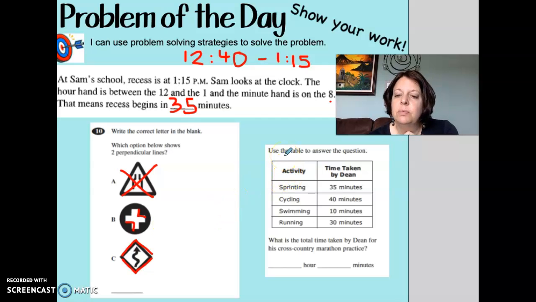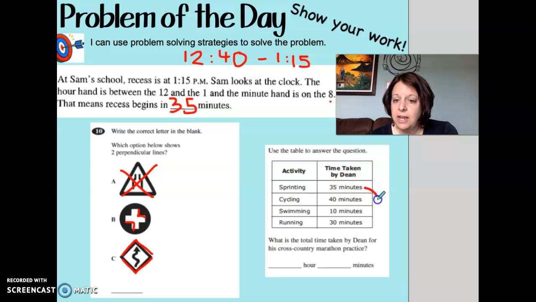All right, for the last one, we are going to answer the question, what is the total time taken by Dean for his cross-country marathon practice? Now, he is working out hard. Now, you could solve this in, of course, many different ways. Two of the ways I was thinking of is just adding all the minutes together and then seeing how many times 60 minutes, which equals an hour, goes into that. Okay, you could definitely do that. You could also go step by step and figure out how many hours are accumulated as we go. And I'll show you what I mean by that.